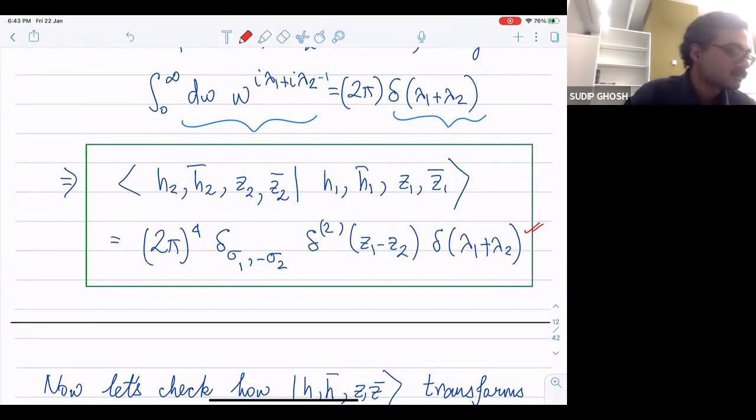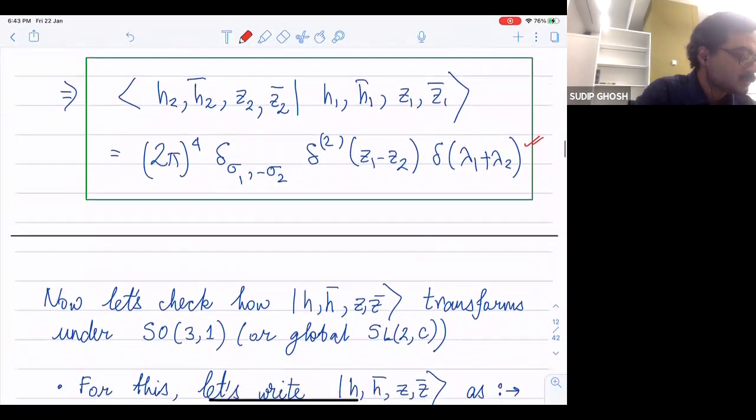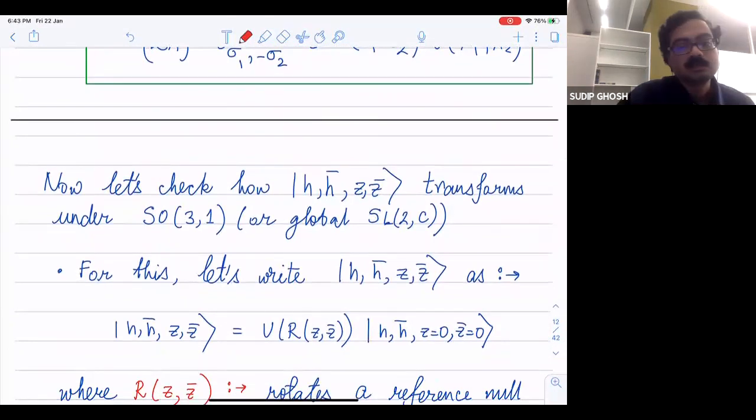So now what we want to do is check explicitly that these single particle states that we defined do transform under the action of the Lorentz group, or equivalently the global SL(2,C), as conformal primaries. That's what we want to check. So let's go through that exercise in some detail, because this is one of the only detailed calculations that in this set of talks I'm going to bore you with.